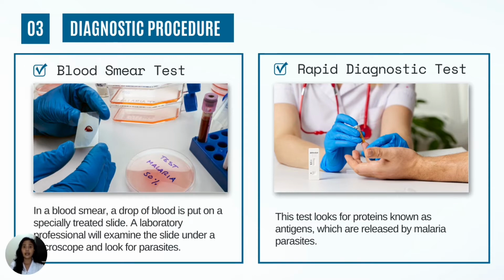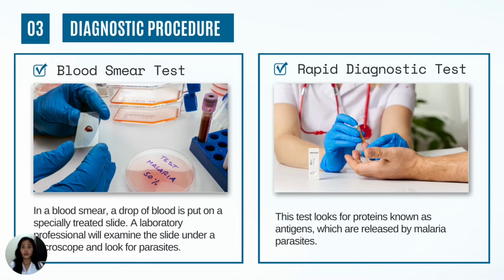First is the blood smear test. In a blood smear, a drop of blood is put on a specially treated slide, and the laboratory professional will examine the slide under a microscope and look for parasites. A normal test is negative, meaning that you don't have any Plasmodium parasites in your blood, and a positive result means that you have the parasites in your blood and that you may have malaria. Next is the rapid diagnostic test. This test looks for proteins known as antigens, which are released by malaria parasites, and it can provide faster results than a blood smear, but a blood smear is usually needed to confirm a diagnosis.